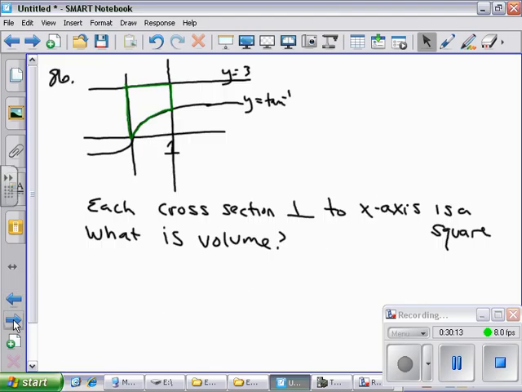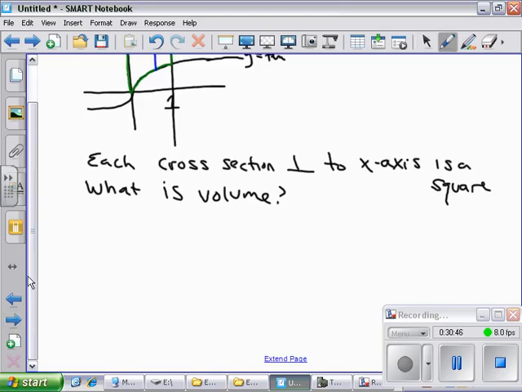All right, so the next question, 86, it's the volume with known cross sections. They give you a region, it's bound by the y-axis, the graph of the arctan of x, the horizontal line y equals 3, and the vertical line x equals 1. So you have your region here, and they tell you that every slice perpendicular to the x-axis is a square.